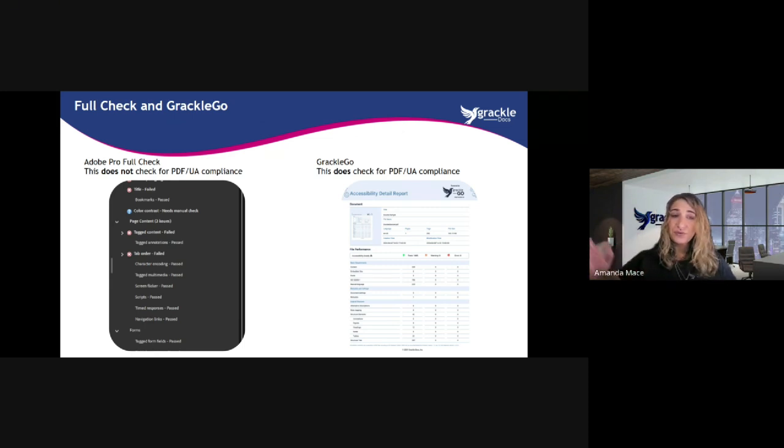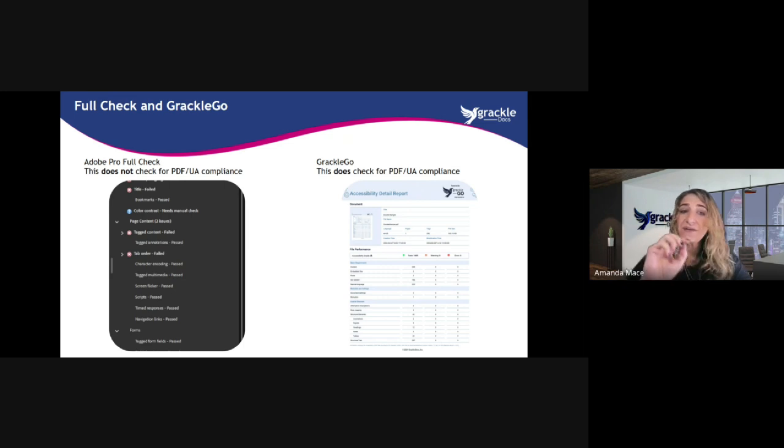And there are other tools available to check PDF UA. So Grackle has a free one called GrackleGo. GrackleGo checks for PDF UA. Adobe Checker does not. The quick explanation here is that the Adobe Accessibility Checker does not adhere to WCAG, to ICT or PDF UA standards or any other accessibility standard for that matter.